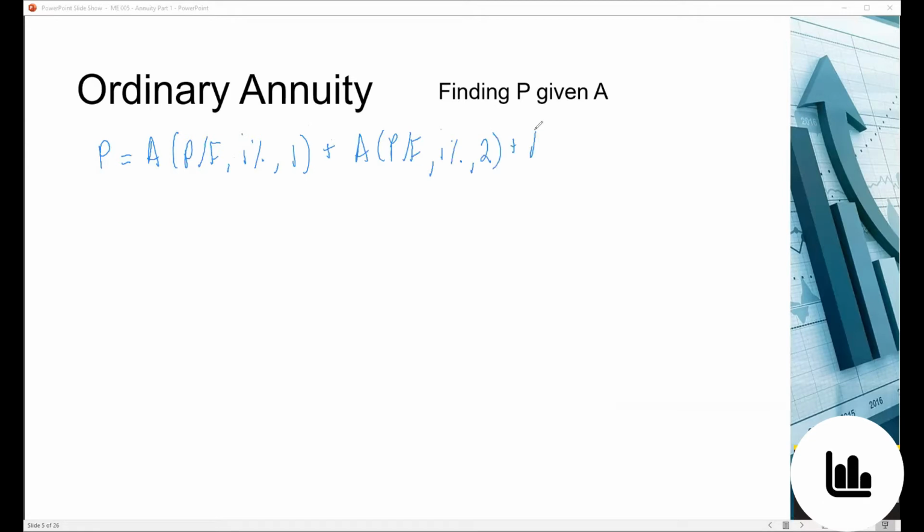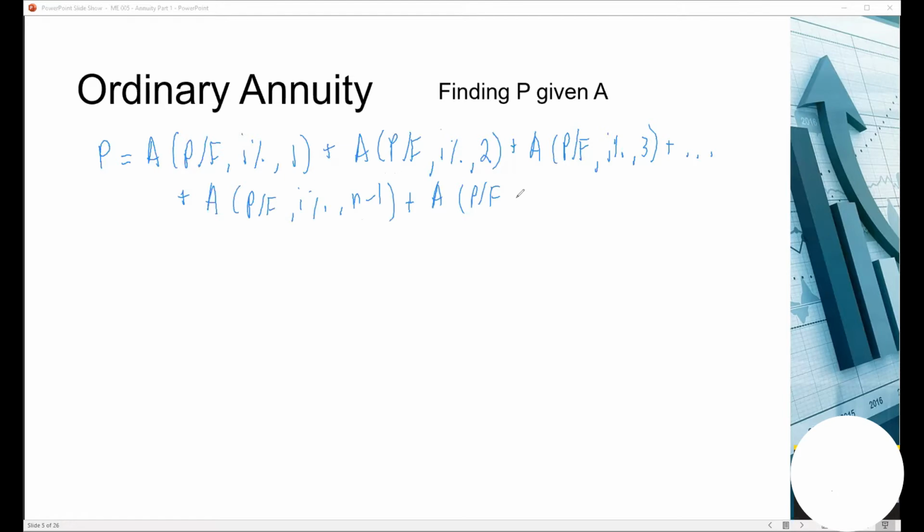2, 3, then dot kasi yung susunod do'n ay interest rate n minus 1 plus annuity P over F, interest rate n. 'Di ba? So pag sinama natin lahat ng annuity hanggang period n, ito yung kalalabasan. Tama?